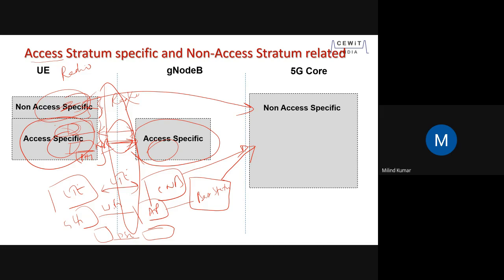But what will it look at? What is the equivalent set of processes? Maybe we'll come to that. There are just two examples. One example is that authentication of a user is something which is non-access specific. It need not depend on whether it's going through NR or LTE. For example, you have a SIM and you have an ID in the SIM. The authentication of that ID happens at the non-access specific stratum. That's an example. We'll come to more detail because we'll cover this in almost complete detail in the core session.